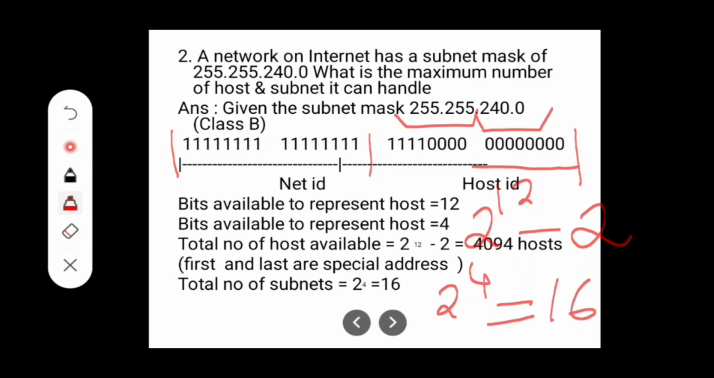Here we don't have to do any subtraction; we can directly take 2 raised to the power. So the total number of subnets is 2 raised to 4 equal to 16. The total number of hosts is 4096 minus 2, which is 2 raised to 12 minus 2. Clear? This is the question. Mostly they will give the IP address or the subnet mask like this, and ask you to compute the number of hosts as well as the number of subnets.